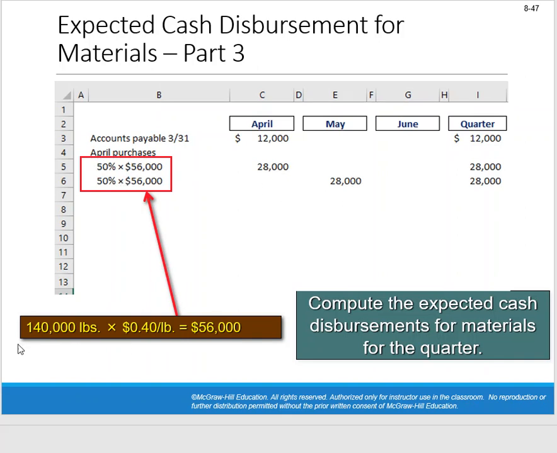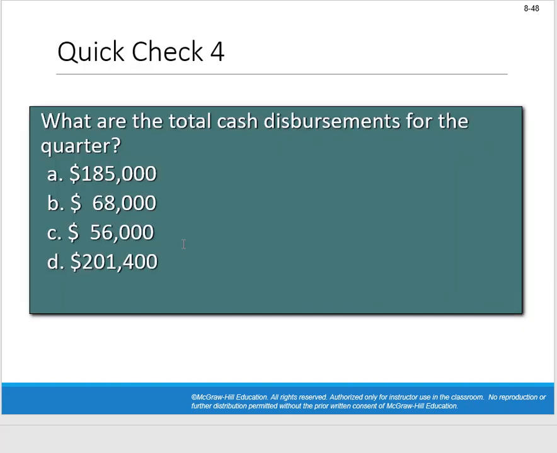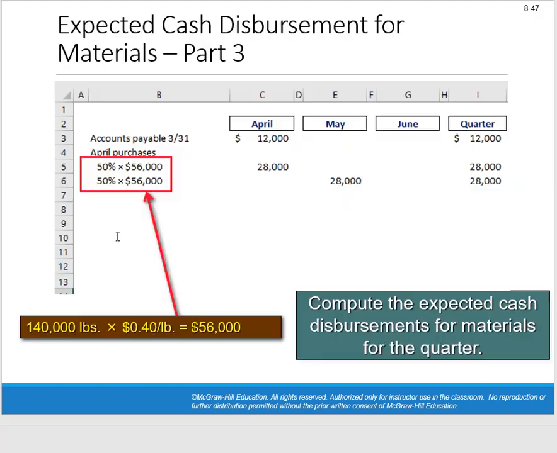And we got that by taking the 140,000 pounds times 40 cents equals $56,000. So half of 56,000 is 28,000 that we pay for in April, and the other half gets paid for in the month of May. So then also in the month of May, well, that's a hard question. What are the total cash disbursements for the quarter? Well, also in the month of May, we'll have to pay for half of May, and then we'll pay for the other half of May in the month of June.